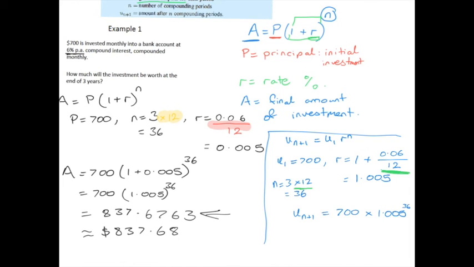Beautiful. And girls, in actual fact, instead of writing U(n+1), what should I have written with a number? 36 plus 1, which is 37. So it's kind of like saying after 3 years or after 36 months, it almost becomes at the beginning of the 37th month. In a way, that could be why it's 37. And then we get the same answer as before, so it should be $837.68.